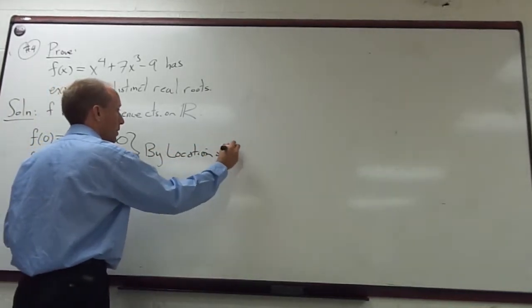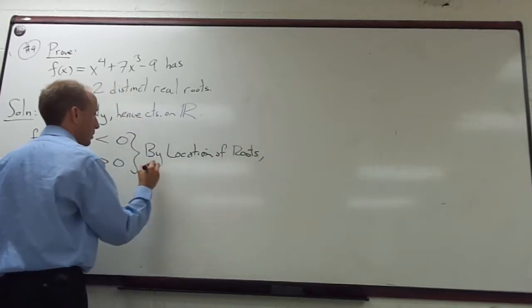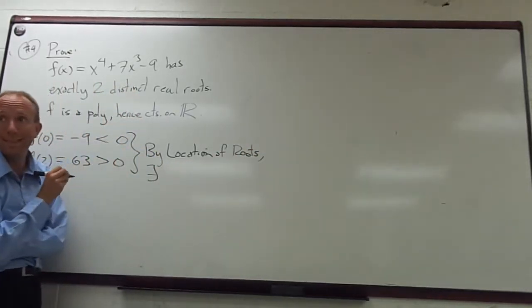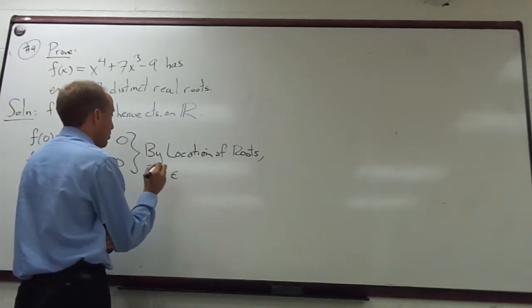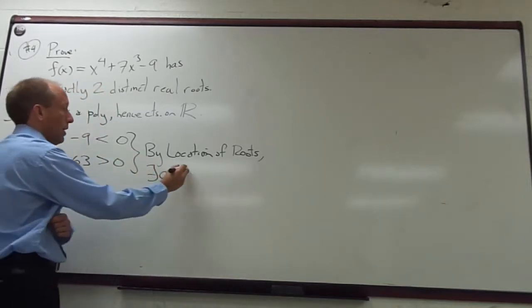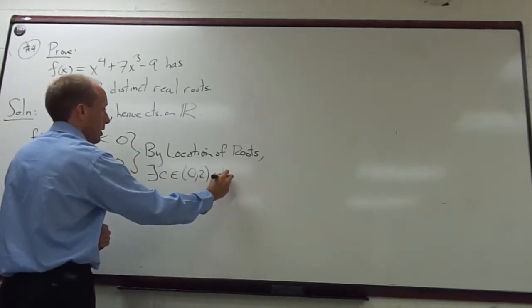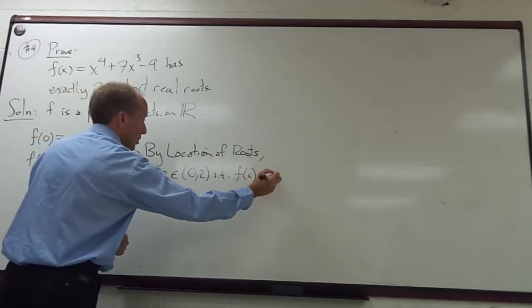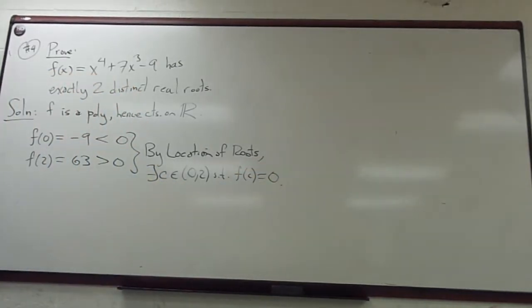We know that there has to exist some root in between there. Okay, what do you want to call it? C. Okay. In between there meaning? 0 and 2. Uh-huh. And being a root means just that f of c is 0. Okay. Happy with that?